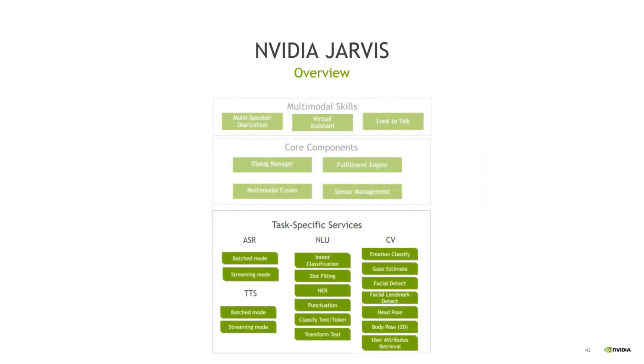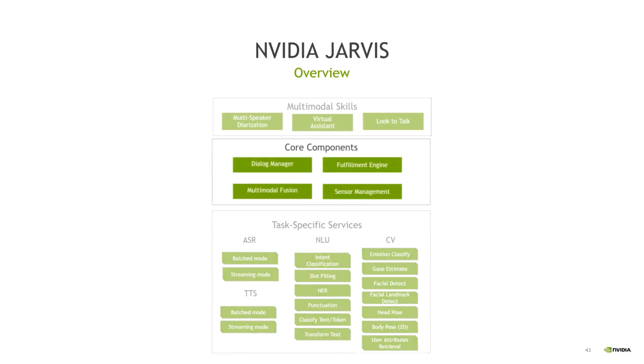This diagram shows an overview of Jarvis architecture. First, Jarvis exposes ASR, NLP, TTS, and computer vision models as microservices. It supports batched and streaming modes for ASR and TTS, and for NLP, it exposes several services such as intent classification and named entity recognition. For computer vision, it exposes emotion classification service, facial landmarks, body estimation, and more. The computer vision models are fine-tuned with Transfer Learning Toolkit.